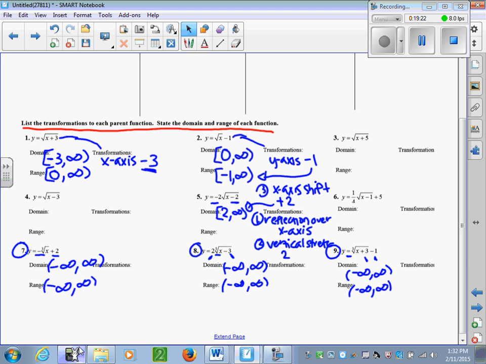So my largest value for my range is 0. It's included because we saw it listed on the table. And my lowest value is -infinity, okay? Because remember, it gets more and more negative as you look down the graph.